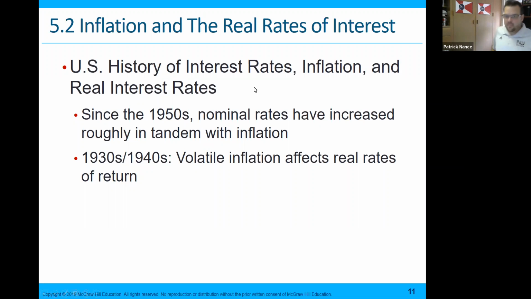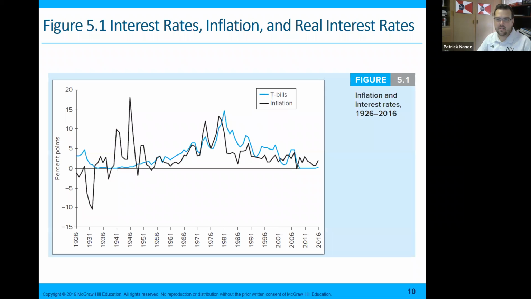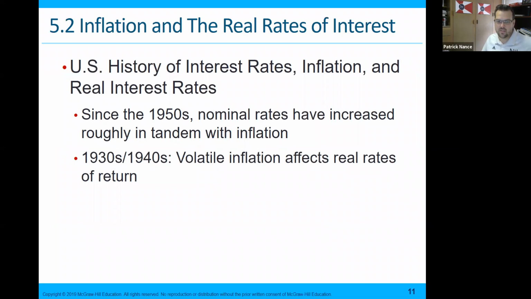Okay, inflation and real rates of interest. U.S. history, the real interest rates, inflation, and real interest rates. Since the 1950s, nominal rates have increased roughly in tandem with inflation. The 1930s and 40s had volatile inflation that affected the real rates of return. So approximately our nominal rates are following our inflation rates, which is what you're seeing in this figure here, basically that they follow one another since the 50s. Now, that doesn't mean they exactly follow each other, but they at least usually head the same direction.